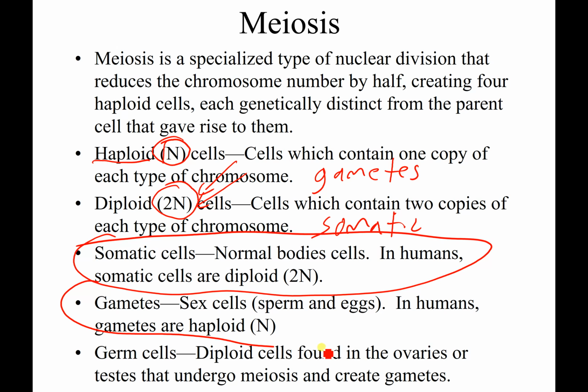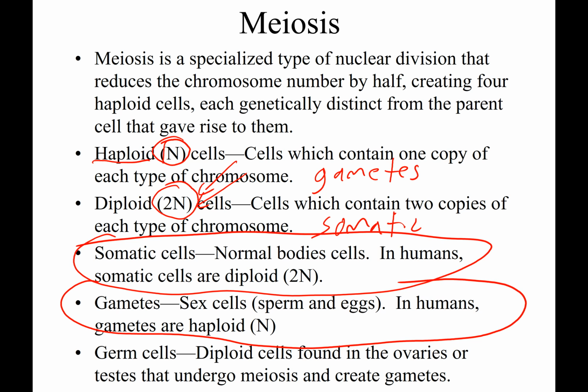Gametes are sex cells, sperm or egg, and in humans those cells are haploid. They only contain one copy of each kind of chromosome, and therefore 2 haploid cells, when they go through the process of fertilization, create a diploid cell known as the zygote. And that cell will then undergo mitosis over and over again to form a new organism.